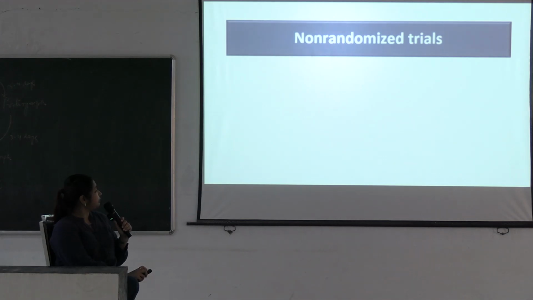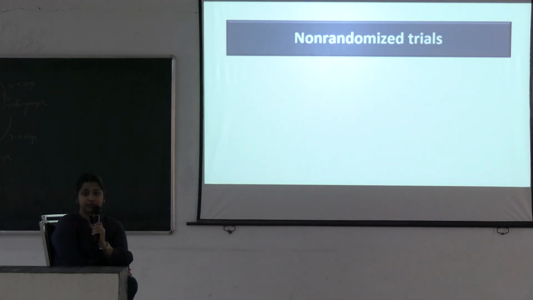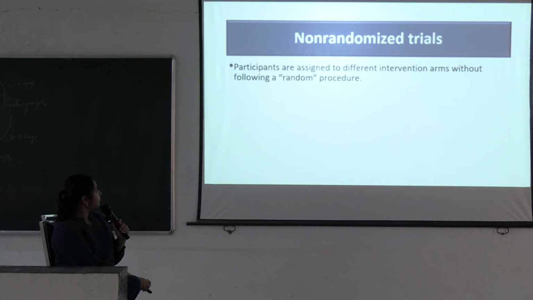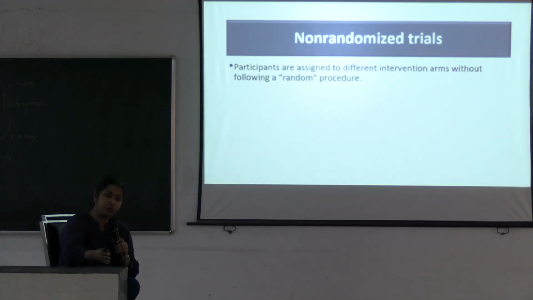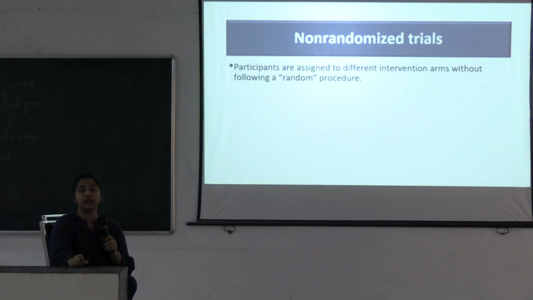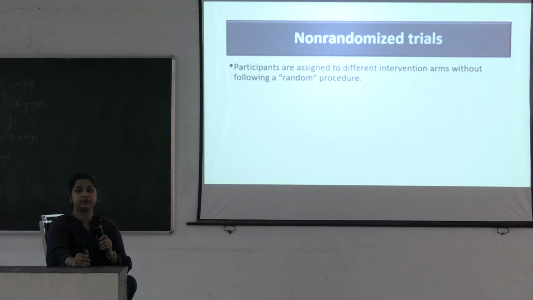Now there are non-randomized trials. Non-randomized trials means there is no randomization. So participants are assigned to different interventions without following a random procedure. You are assigning them to group A and group B, but you are not doing any randomization. So such trials are also there where you are doing the experiment, you are giving the exposure, but you are not assigning the participants randomly to the two groups. So obviously there will be an error.